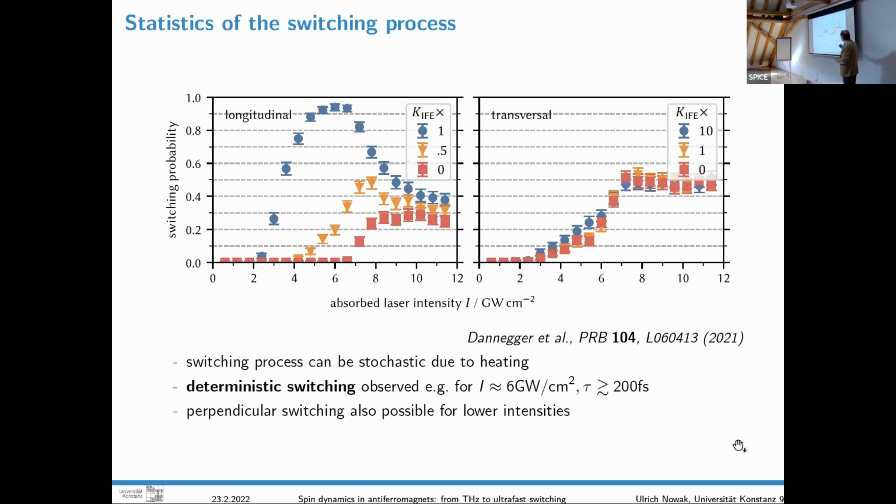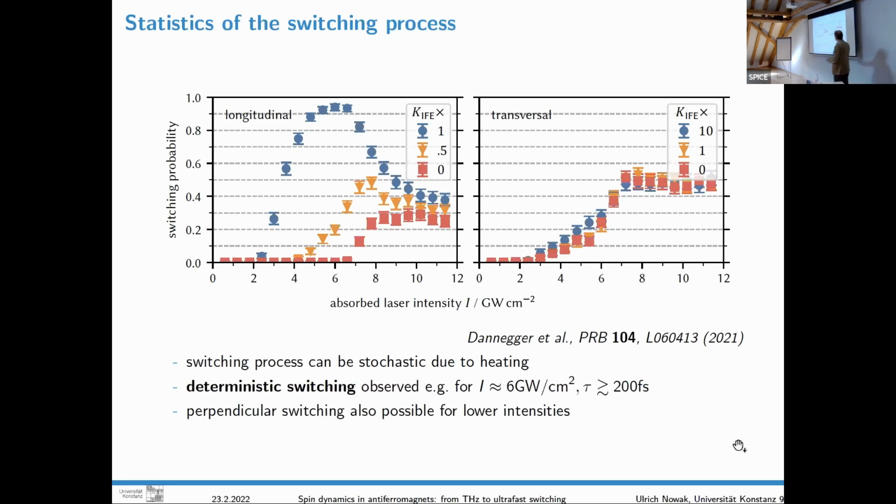The transverse effect is small. That means this is zero effect, you could say. Zero effect means for low laser power, nothing happens, no switching probability. For very high power, you just randomly switch. Okay, so you get, let's say, 50% switching probability. That's just a random event. So that is no effect, okay, or only heating effect.